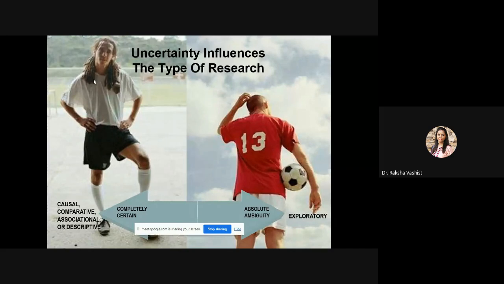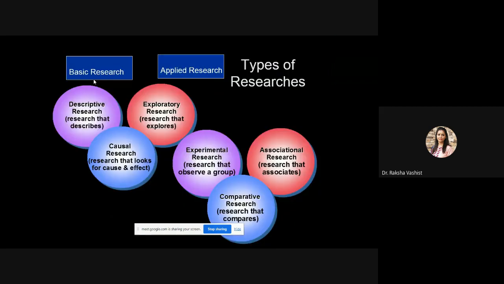Now let's see different types of research. We have to select the type of research. So now the major challenge is how to choose the research type. What is the research type, what is basically the research we are using.